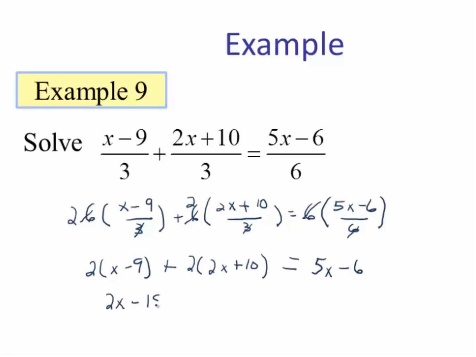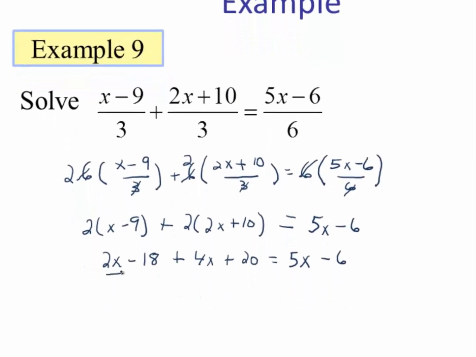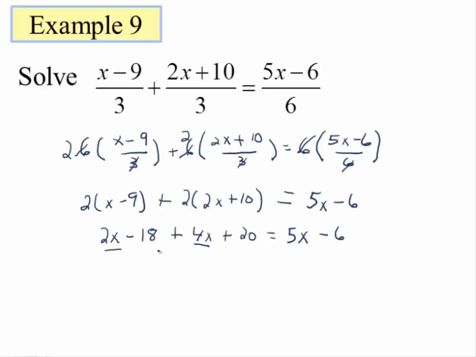2x minus 18 plus 4x plus 20 equals 5x minus 6. We have like terms here. This becomes 6x. And we have like terms here. Minus 18 plus 20 becomes plus 2.